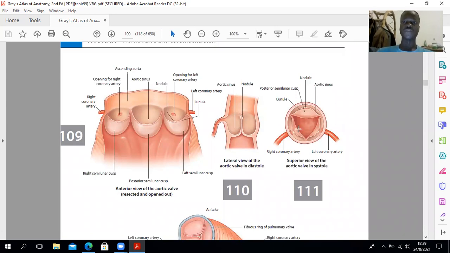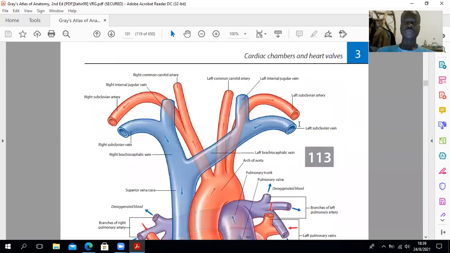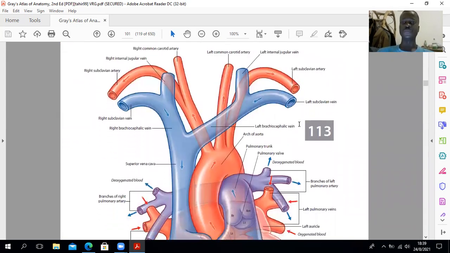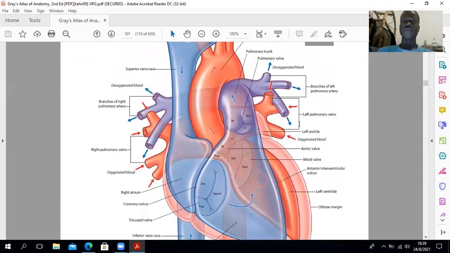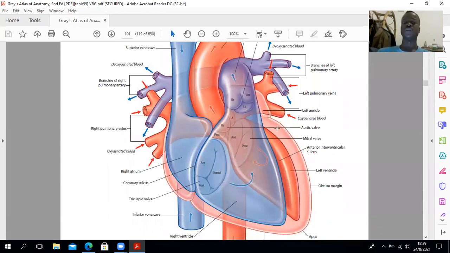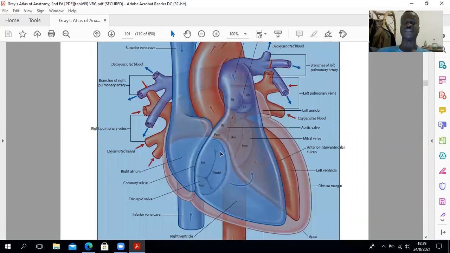So these are the valves. They're actually folds of your endothelium, right? And also in the heart, you're going to have parts that are going to work as part of the conducting system of the heart. So these are the valves from this picture before we actually get to the conducting system of the heart. These are the valves, right? This being your tricuspid, this being the mitral valve or the bicuspid valve.